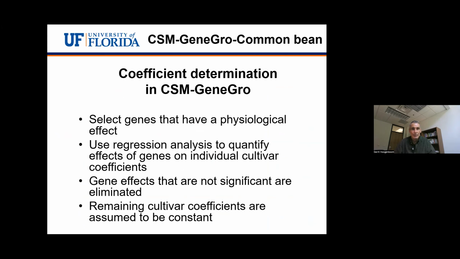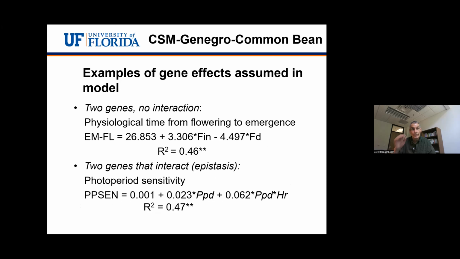So actually, rather than going straight, because we still had these cultivar coefficients, we did try to link these genes to the cultivar coefficients in the crop simulation model. So as an example right here, the current cultivar coefficient that we have within the common bean is what we refer to as the physiological time from emergence to flowering, EM to FL. Then we use 2 of these genes, the FIN gene and the FD gene. And we use some simple linear regression to come up with the definition and calculation of the EM to FL parameter based on the presence or absence of these genes.